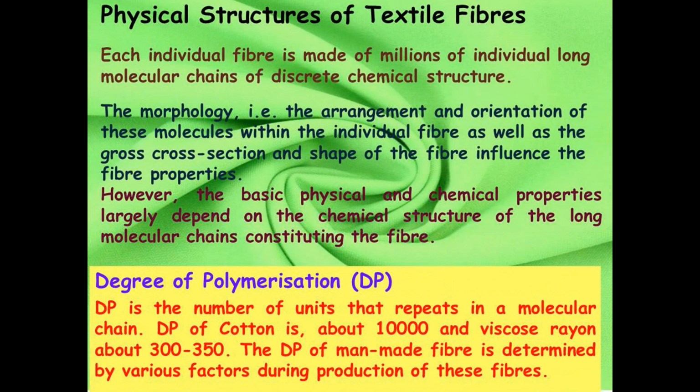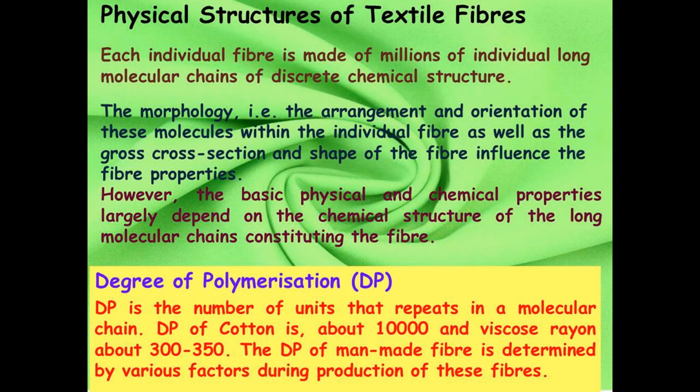Physical structures of textile fibers. Each individual fiber is made of millions of individual long molecular chains of discrete chemical structure. The morphology, that is the arrangement and orientation of these molecules within the individual fiber, as well as the gross cross section and shape of the fiber, influence the fiber properties. However, the basic physical and chemical properties largely depend on the chemical structure of the long molecular chains constituting the fiber.